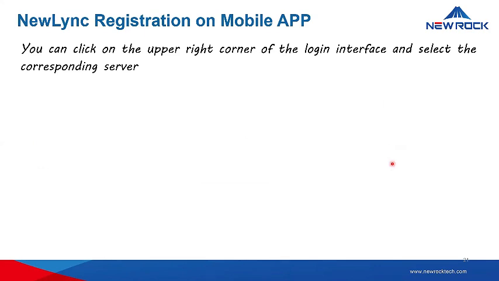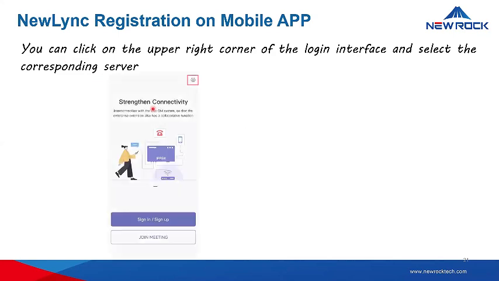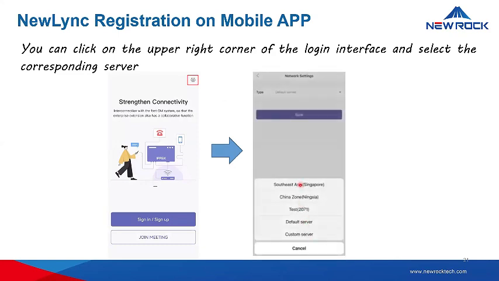After the New Link registration, you can click on the upper right corner. Once you have logged in, you can simply click to the corresponding server. Click this one and make sure that you're connected to Singapore. The server for the global market is in Southeast Asia, which is the Singapore server.